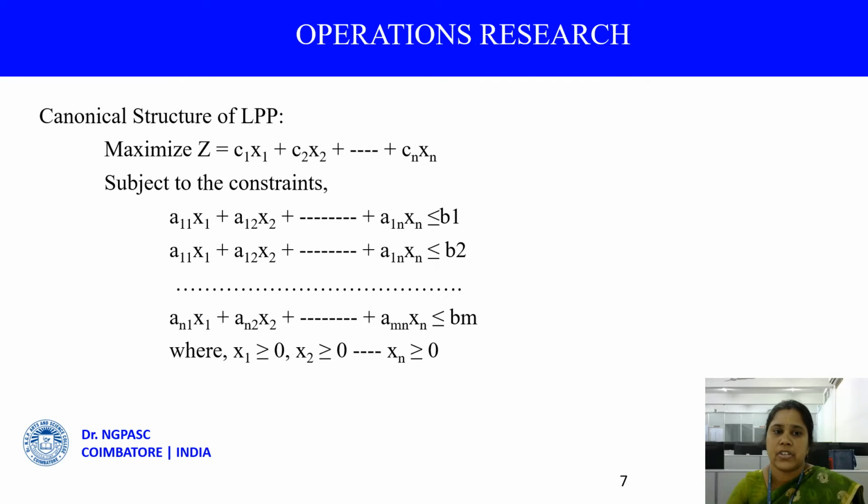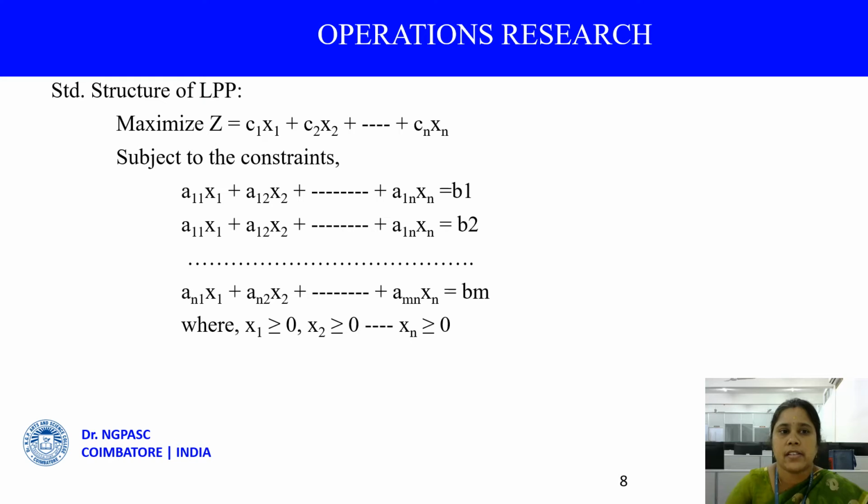Therefore, here the equation A11 x1 plus A12 x2 etc. plus A1n xn less than or equal to B1. Then the second equation up to the last equation are written in this general form, where x1, x2, etc. xn are greater than or equal to 0. This is the non-negativity restrictions.